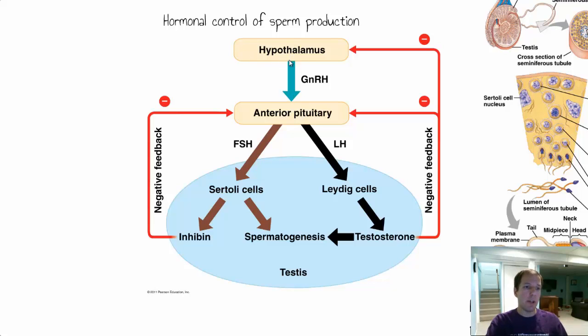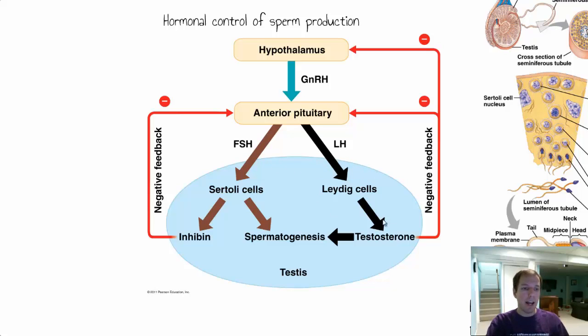The arrows here, the blue, the brown, and the black arrows, show some positive messages being sent. So here first, gonadotropin releasing hormone goes from the hypothalamus to the anterior pituitary, which sits just below the brain. The pituitary makes the combination of FSH and LH, follicle stimulating hormone and luteinizing hormone.